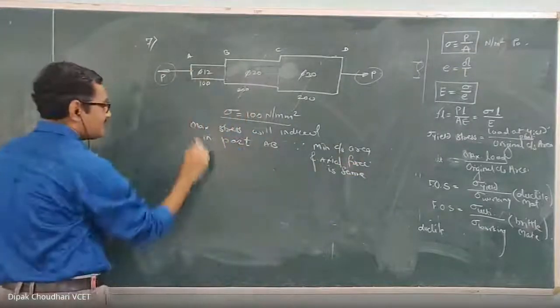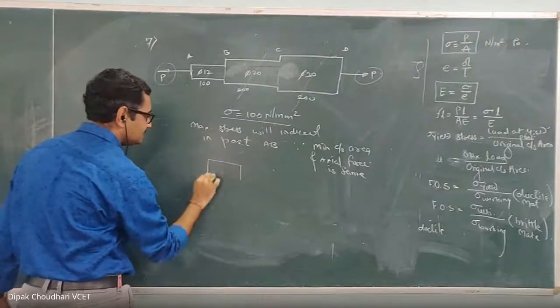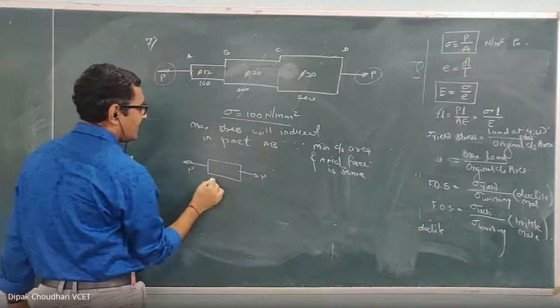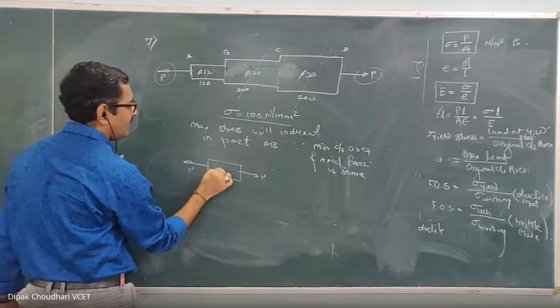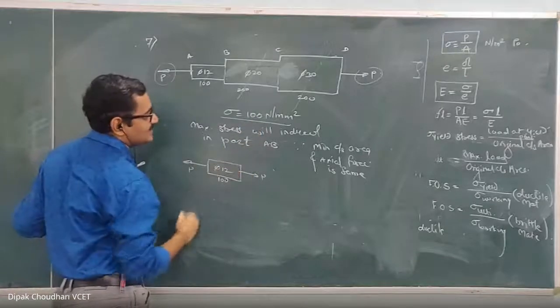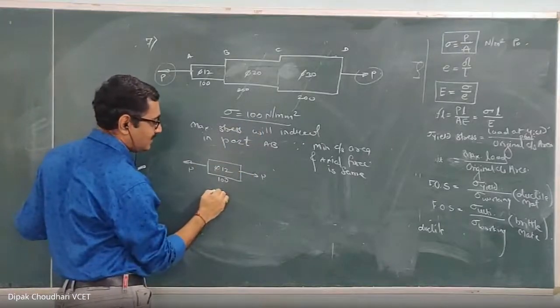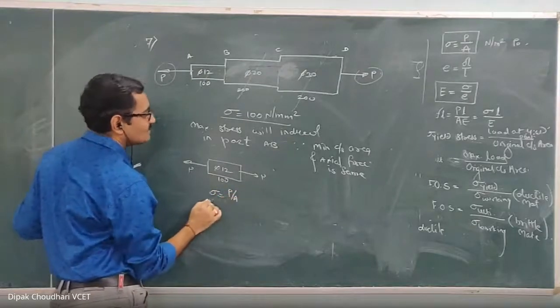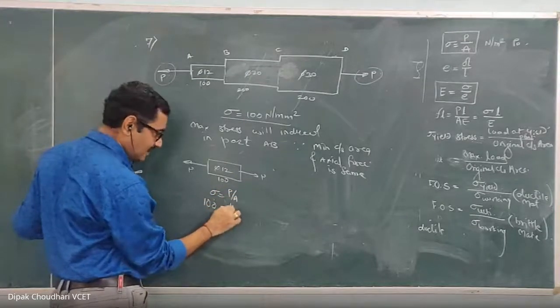Okay, so I will consider the ability of this first part. How much is the axial force acting on this first part? It is P, and length is 100 and phi is 12. Then the stress induced in this part is 100 Newton per millimeter square. Now we know that the stress equals P upon A.